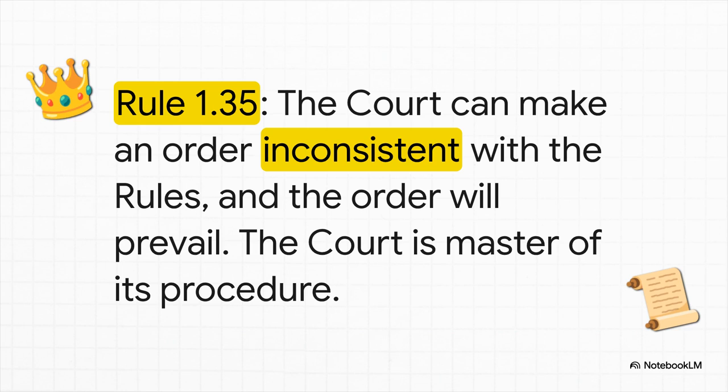Rule 1.35. This one says the court can make an order that is flat out inconsistent with the rules, and the court's order wins. Every single time. The takeaway here is crystal clear. The court is the master of its own house. So you've got Rule 1.32, 1.34, and 1.35. Those are the 3 pillars of the court's ultimate authority over its own process.